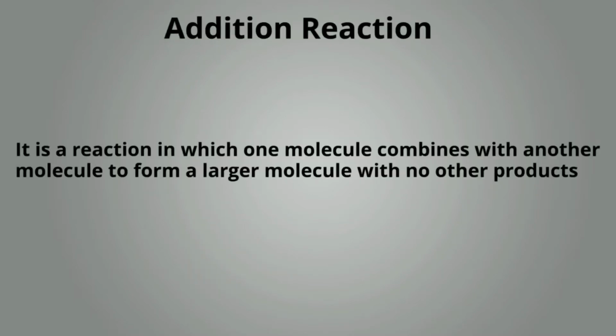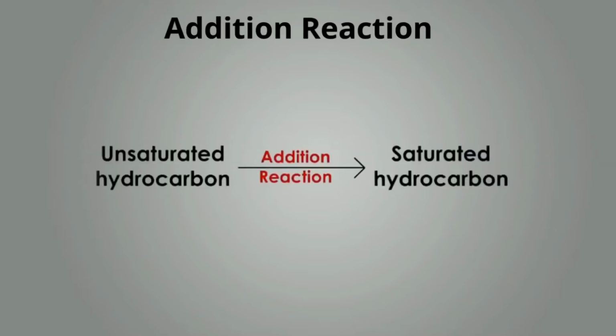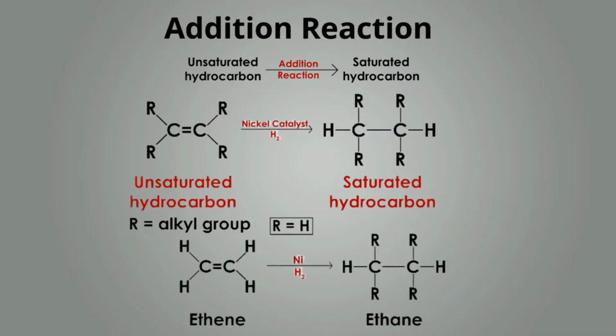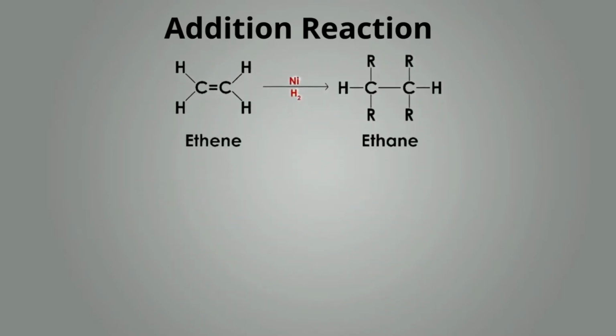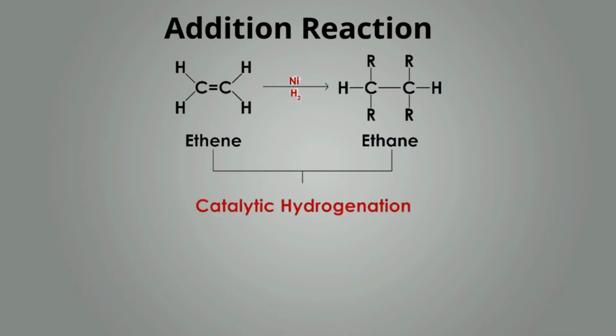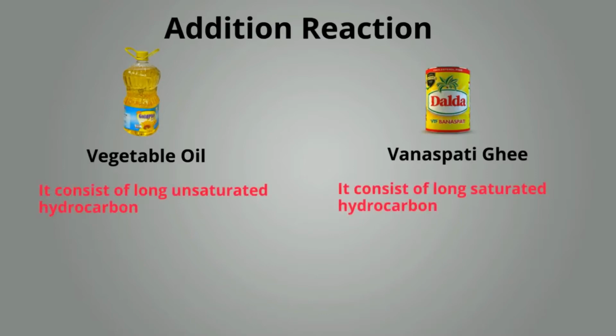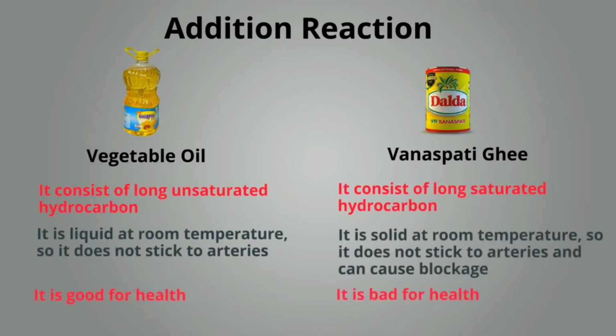Addition reaction is a reaction where one molecule gets added to another molecule. Hydrogen gets added to unsaturated hydrocarbons in the presence of a catalyst like nickel to form saturated hydrocarbons. You can see that hydrogen gets added to the unsaturated hydrocarbon. Vegetable oils generally have long unsaturated carbon chains while animal fat has long saturated carbon chains. Vegetable oils, which are unsaturated, are healthier and should be used in cooking.